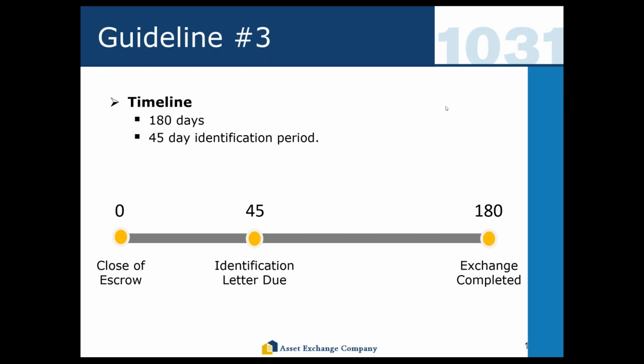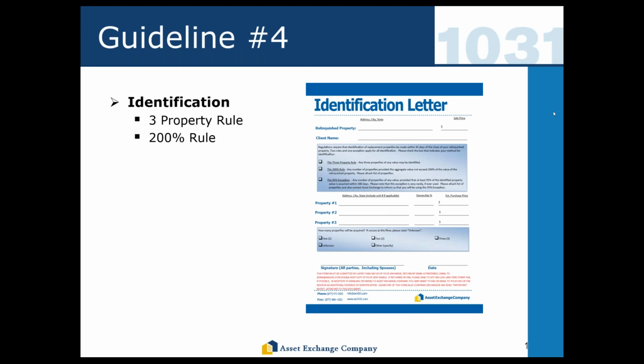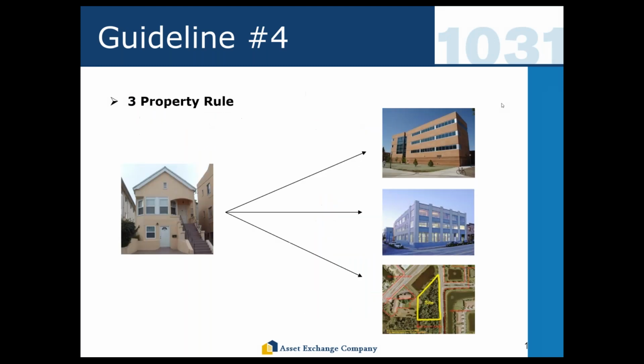And with that, it actually brings us to the last guideline, which is the identification rules. When you ID your properties, you can actually identify as many properties as you would like. However, there are a couple rules that govern how those properties are ID'd. The first is known as the 3-property rule, and the second is known as the 200% rule. Now, with the 3-property rule, you aren't restricted by the value of the properties, but you are restricted by the number that you can identify.